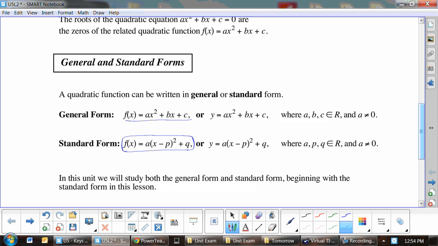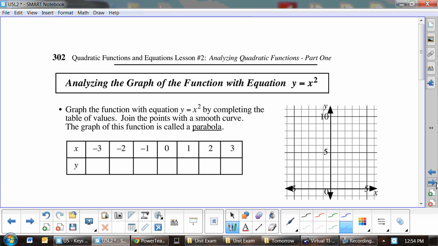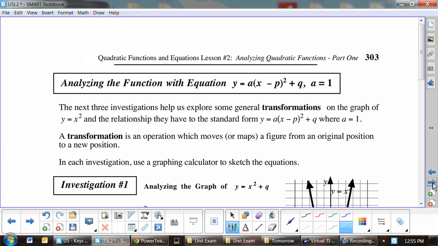But today you'll learn to love the standard form because there's a lot of things that you can tell about this equation just by looking at the standard form. So, it's a good thing. So you can skip to page 303. And what we're going to be talking about is transformations. So a transformation is just a graph that's been moved.